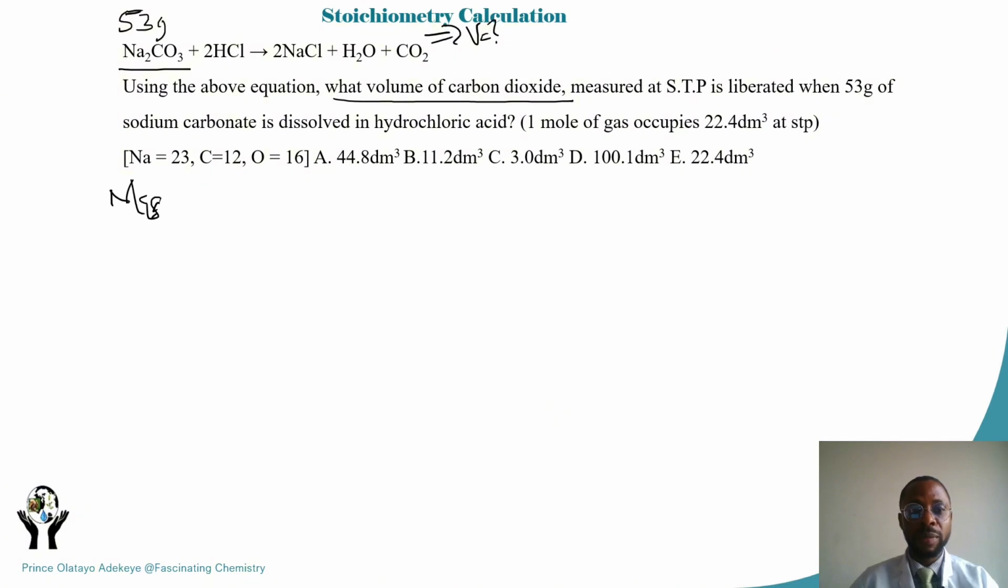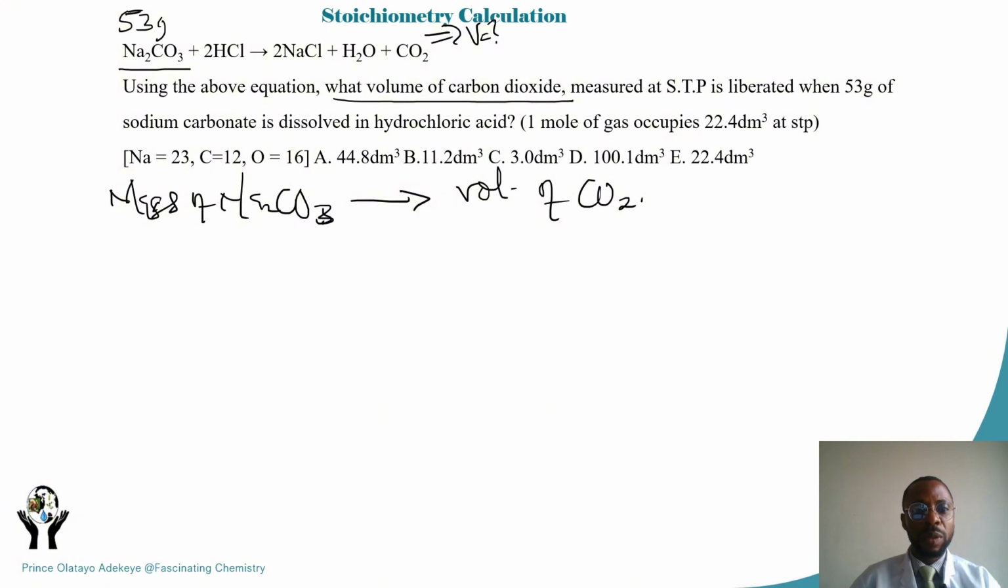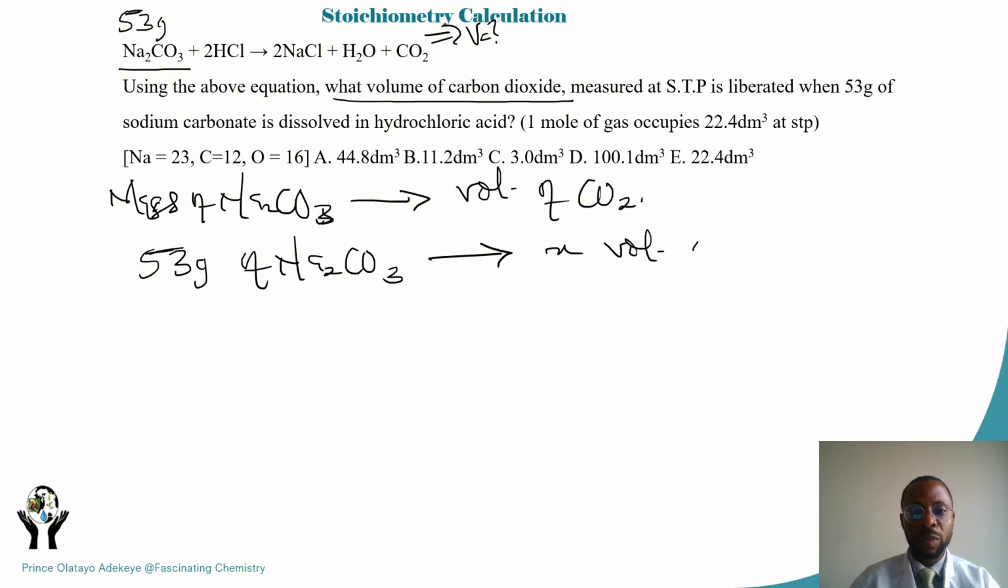Mass of Na2CO3 with respect to the volume of CO2. Now from the question, we're given 53 grams of sodium carbonate. So 53 grams of Na2CO3. We are asked what volume of CO2 is produced from that. So x volume of CO2. Once you have done this, you have just interpreted the question.